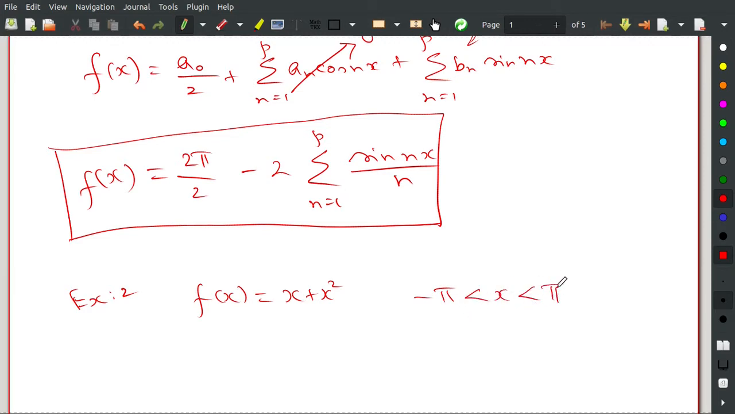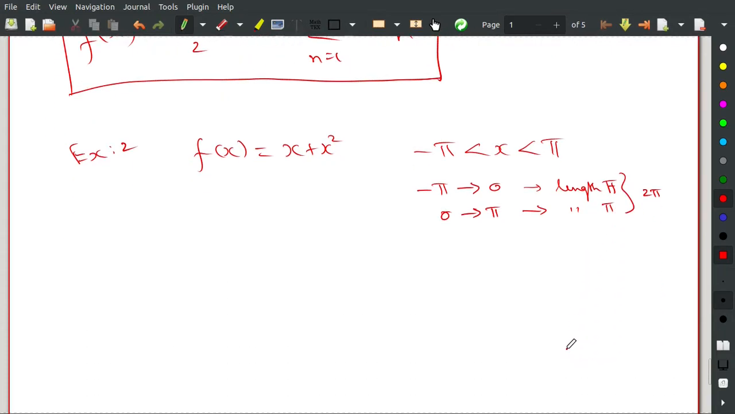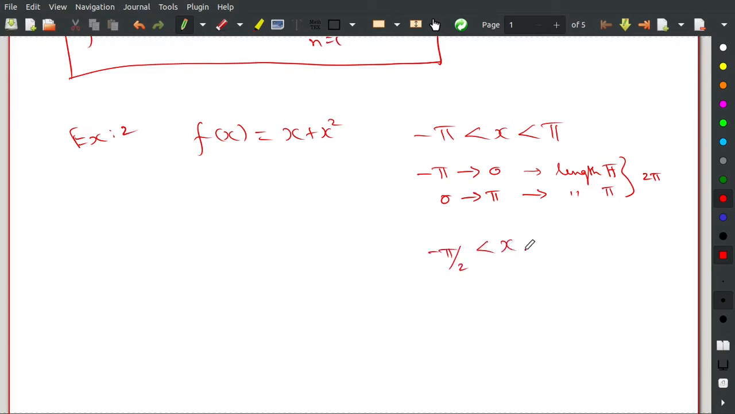Here also you have to see it has a period of 2 pi, okay? So how is it 2 pi? We have minus pi to 0, and from 0 to pi. If you want to find the length, you have to find the magnitude, so you can leave the minus sign. From minus pi to 0, the length is pi, right? And here also we have a length of pi. So totally the length is 2 pi, okay? So it is defined in this way, or it can be from minus pi by 2 less than x less than pi by 2, okay?